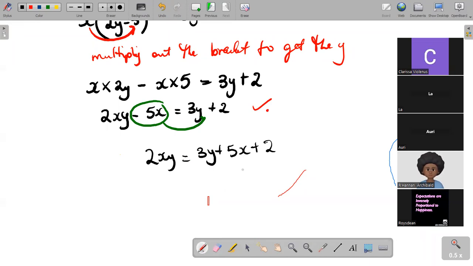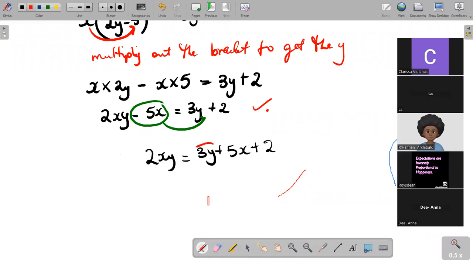Who else needs to move now, guys? Talk to me. Very good. Everybody's seeing what you should be doing now. Everybody's starting to catch the drift. So let's move over the 3y now. When the positive 3y moves over, what does it become? The opposite. So what we're going to end up with is 2xy minus 3y is equal to 5x plus 2.